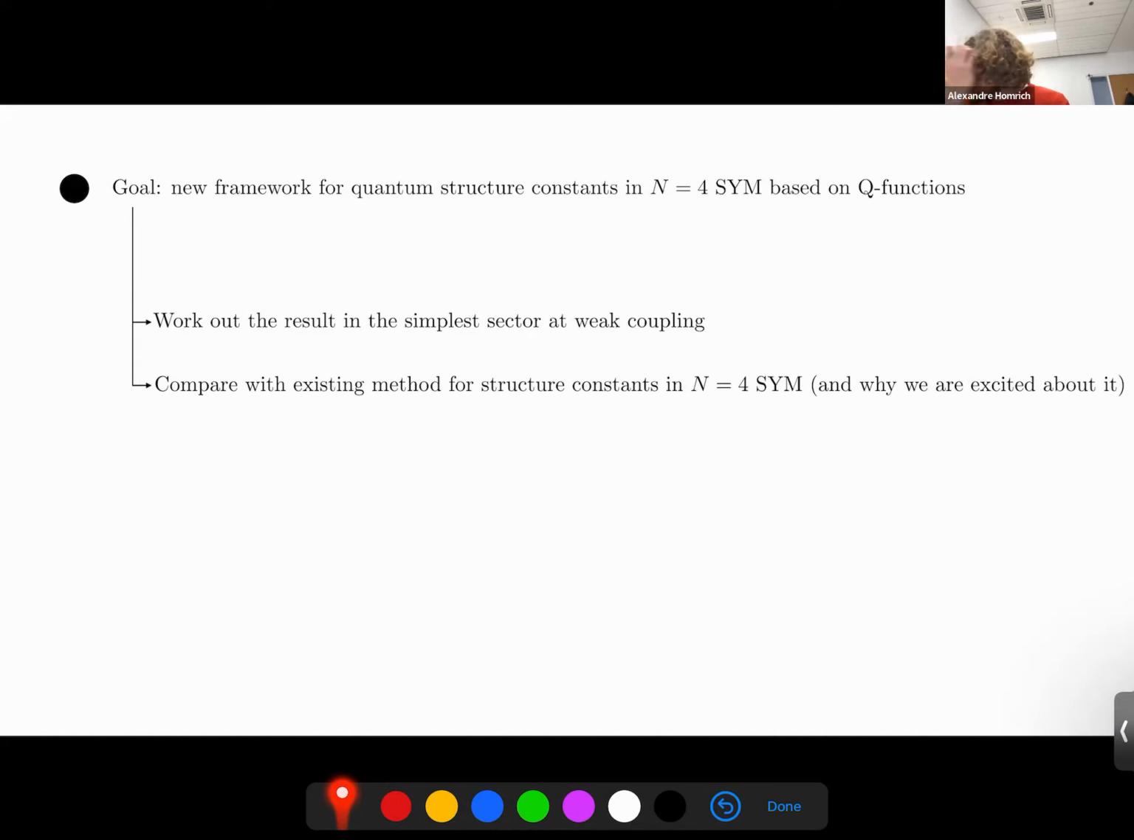After doing that, I will compare what we achieved with existing methods for structure constants in N=4 super Yang-Mills and describe a bit of why we are so excited about this result. Finally, I'll conclude with a summary of what we achieved and discuss some future directions.